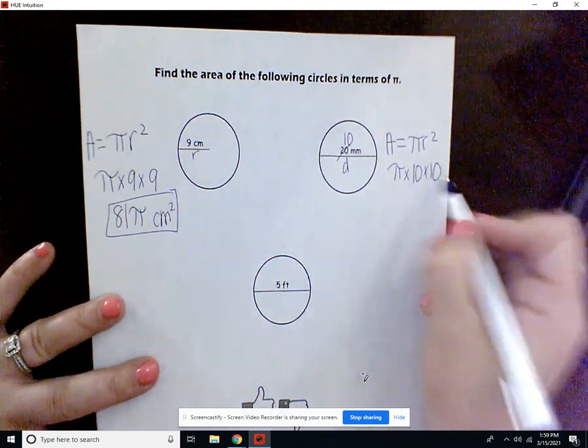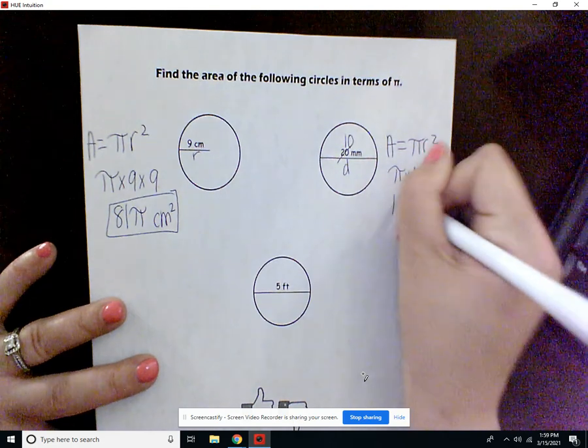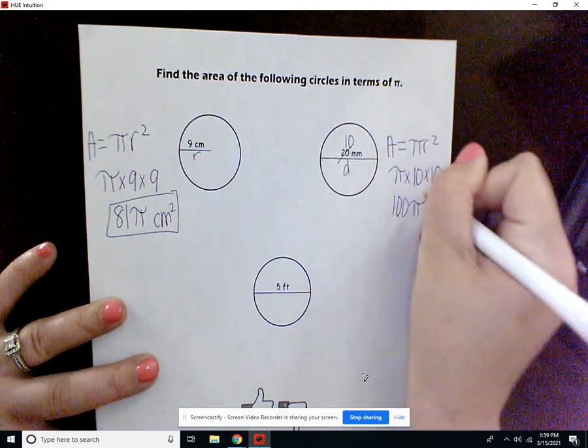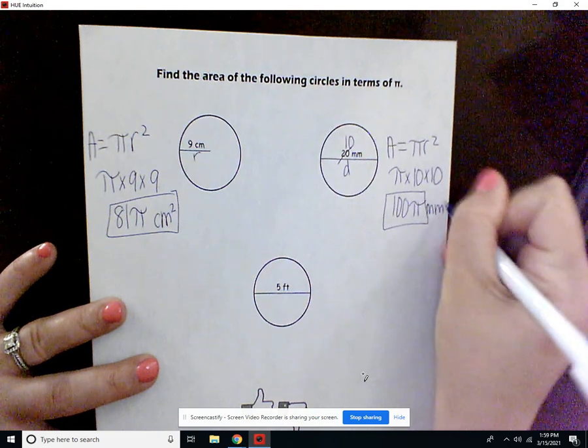So remember, 10 times 10 should not equal back your diameter. So 10 times 10 is 100. And then we'll stick the pi symbol next to it. Oops, let me put my units. Millimeters squared.